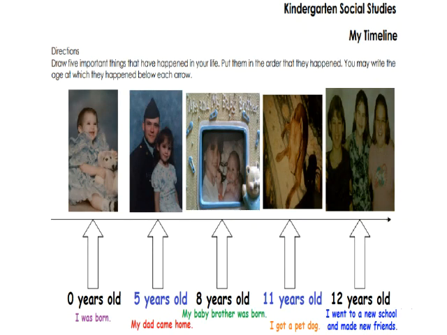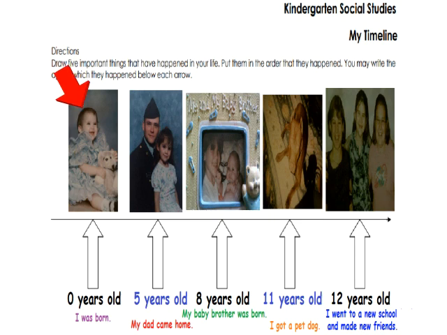So you have a timeline that you can print out. It looks just like this, but there are not going to be any pictures and there are not going to be any descriptions below. So in the directions, it says, draw 5 important things that have happened in your life. Put them in the order that they happened. You may write the age at which they happened below each arrow. So this paper just has the line and the arrows. I added all of these pictures or photographs and I added all of this writing down here. So I did photographs just because I had some on my computer and it's quick and easy. You can do photographs or you can draw pictures of yourself and the things that have happened.